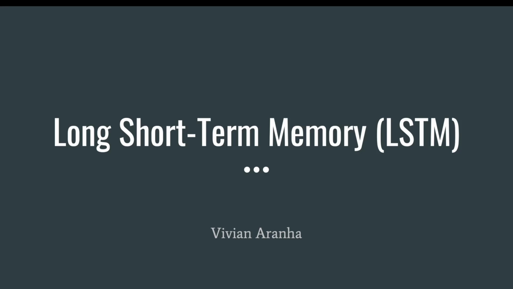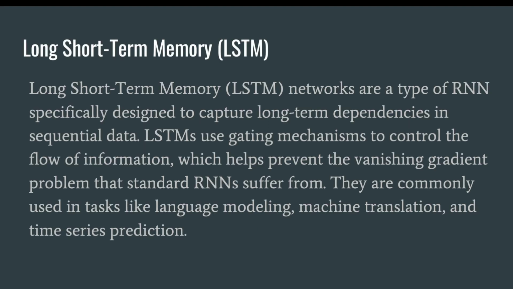Long short-term memory (LSTM) networks are a type of RNN specifically designed to capture long-term dependencies in sequential data. LSTMs use gating mechanisms to control the flow of information, which helps prevent the vanishing gradient problem that standard RNNs suffer from. They are commonly used in tasks like language modeling, machine translation, and time series prediction.